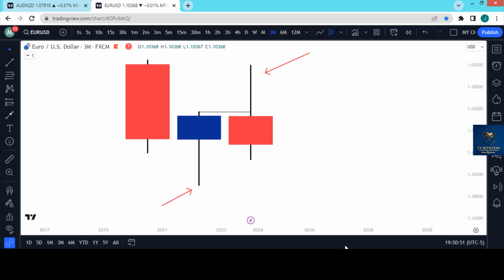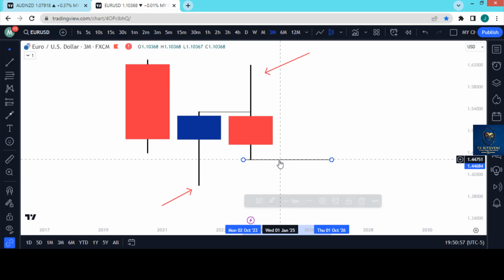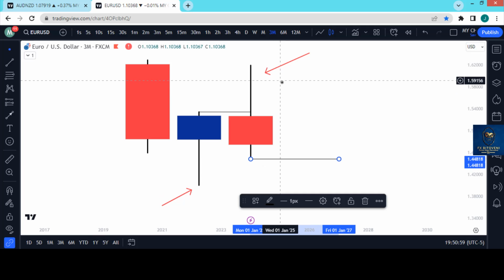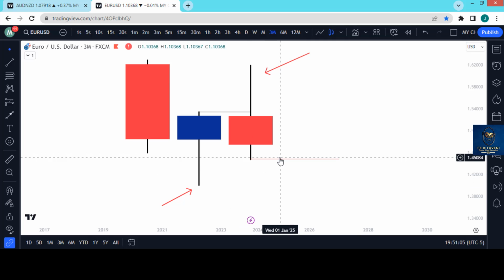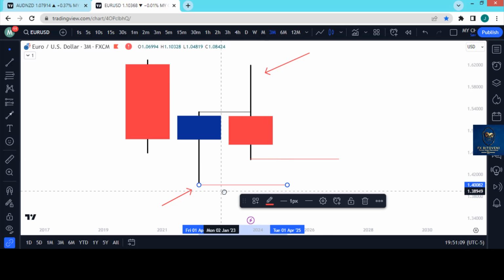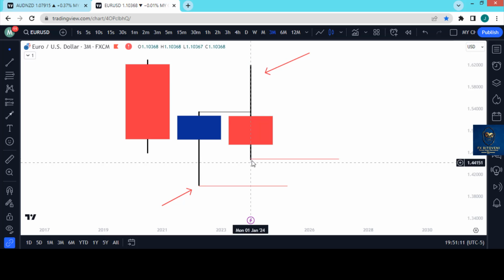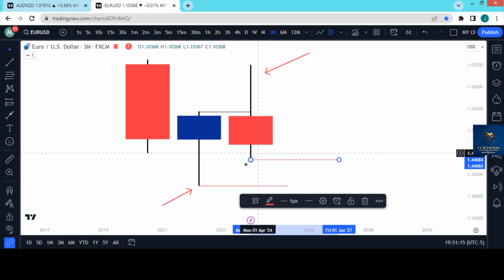So where is liquidity? Your liquidity is going to be this low to target. First of all, you're going to target this low. Once a new candle starts, this is your quick liquidity to target. The next one can be this one, but not mandatory. But this is your first liquidity to target, this low.